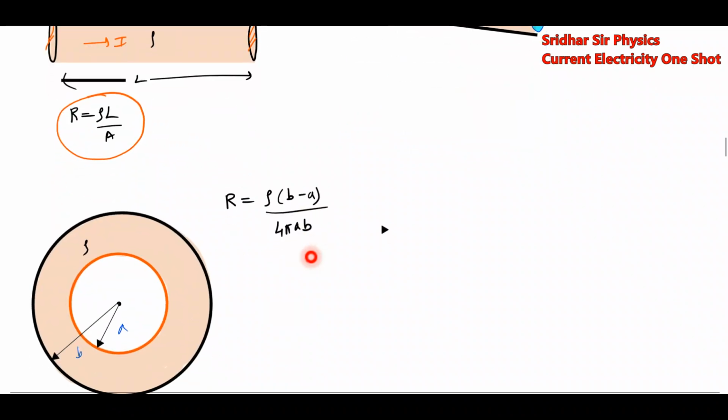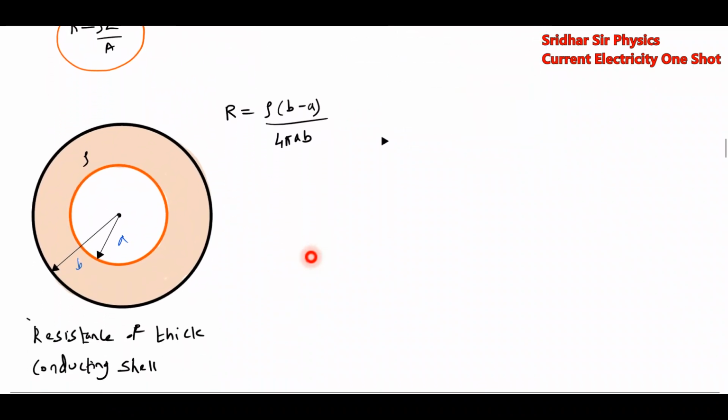Then similarly, the resistance of a thick shell. Here the current will flow radially outward. Then what about the resistance? It is given by resistivity, thickness of the shell b minus a, over 4 pi a b. Now, these are the resistances of different shape conductors which you are supposed to remember.